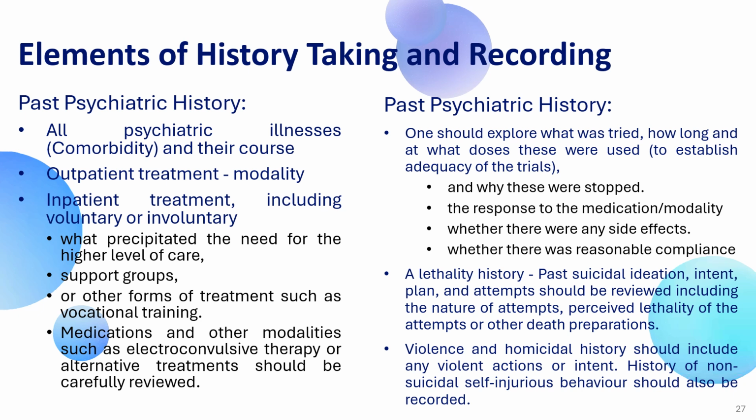Violence and homicidal history should also include any violent action or intent. History of non-suicidal self-injurious behavior should also be recorded, like parasuicidal behavior.